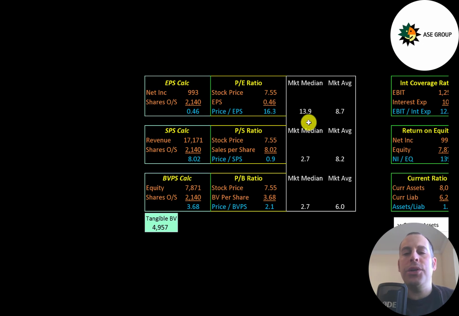Let's look at the financial ratios. The average PE in the market's 9, the median is 14. PE is stock price over earnings per share. To calculate earnings per share, that's net income over shares outstanding. They're at 16.3, so investors are paying $16 for $1 of earnings.